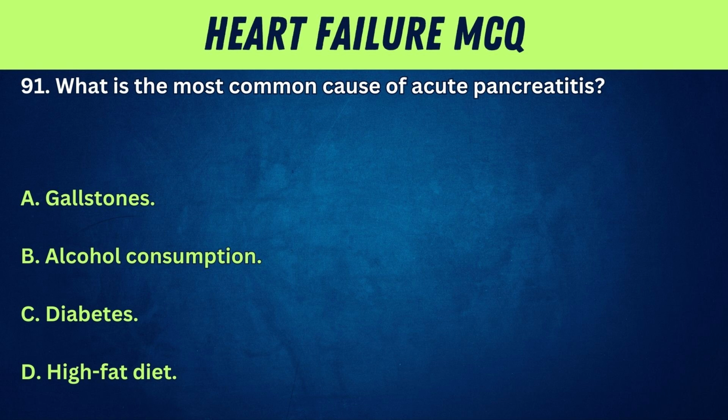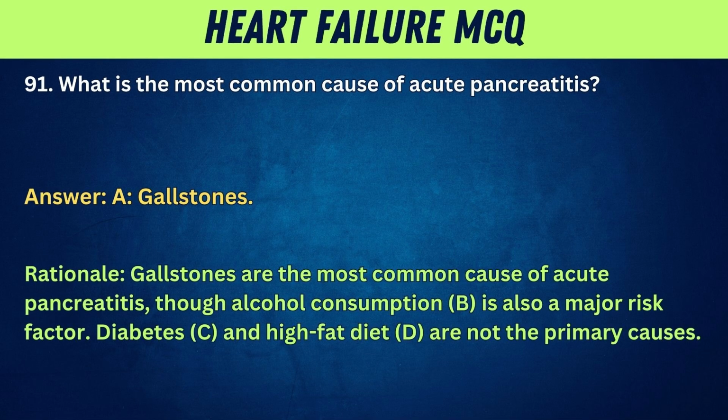91. What is the most common cause of acute pancreatitis? A. Gallstones. B. Alcohol consumption. C. Diabetes. D. High-fat diet. Answer: A. Gallstones. Rationale: gallstones are the most common cause of acute pancreatitis, though alcohol consumption, B, is also a major risk factor. Diabetes, C, and high-fat diet, D, are not the primary causes.